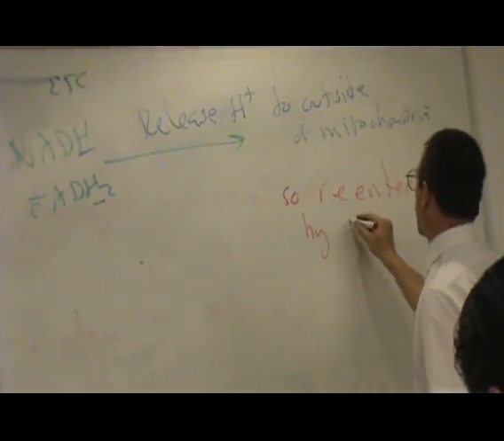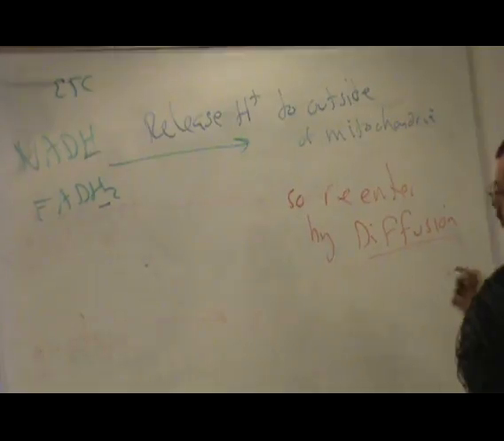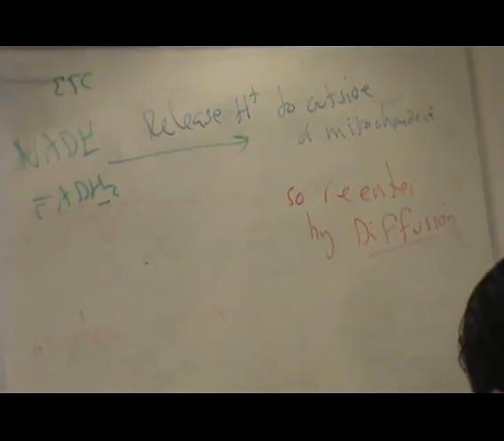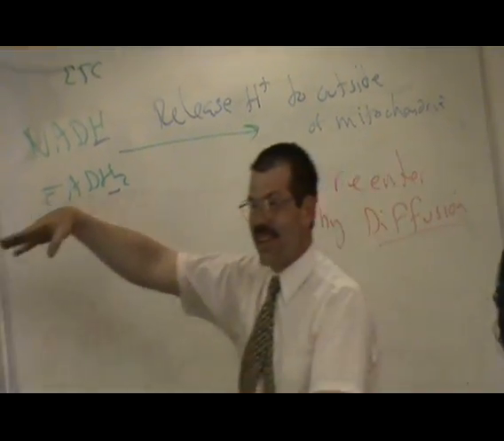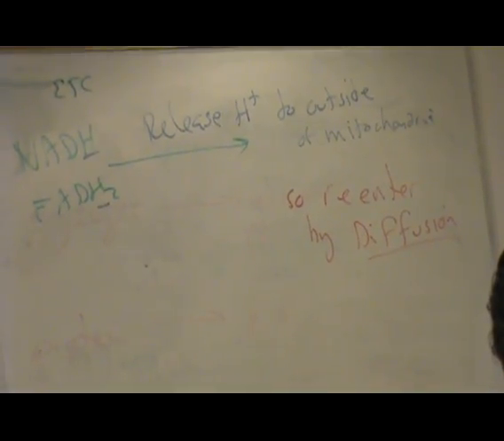And why do they want to re-enter? By diffusion. There's more H's outside than inside, so diffusion says more to less. They want to come in.